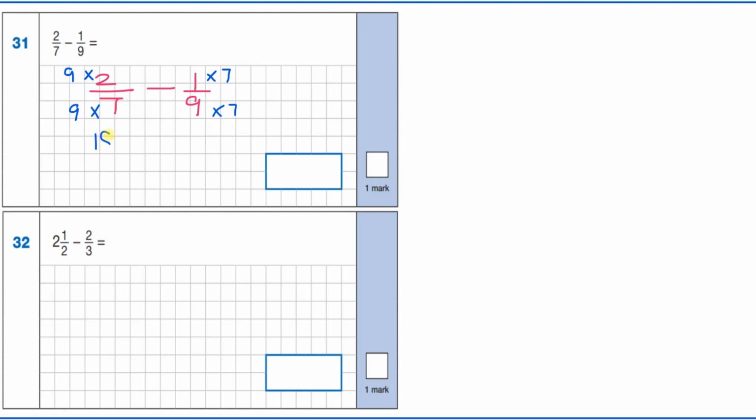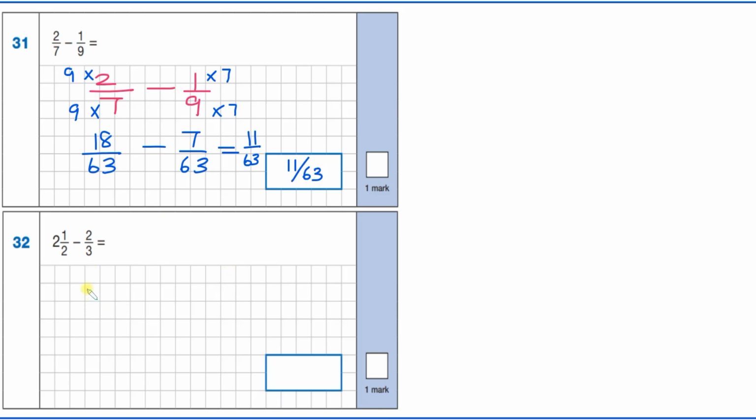So this is going to be 18 over 63 minus 7 over 63. And this is 11 over 63. And that is the answer. 11 over 63 is the correct answer.